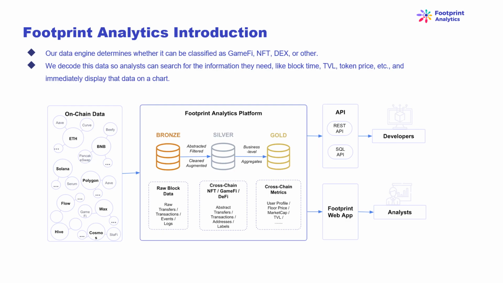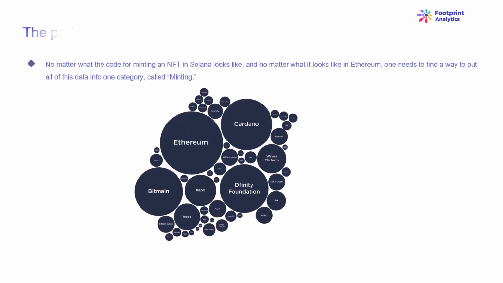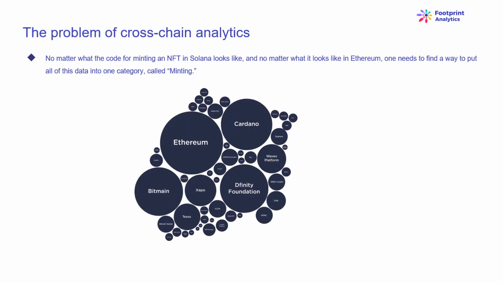Well, the second part is the problem of cross-chain analytics. You can't compare apples to oranges. That makes no sense, obviously, but things start making sense when you compare sweetness, size, hardness, global consumption. This logical categorization is like structured semantic data. No matter what the code for minting an NFT in Solana looks like, and no matter what it looks like in Ethereum, one needs to find a way to put all of this data into one category, called minting.